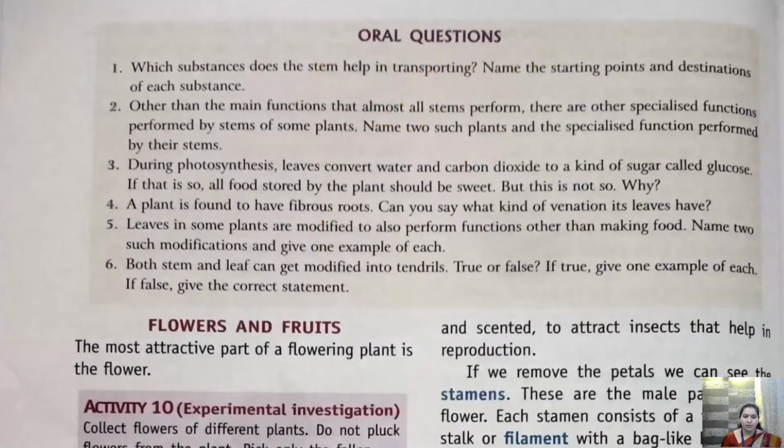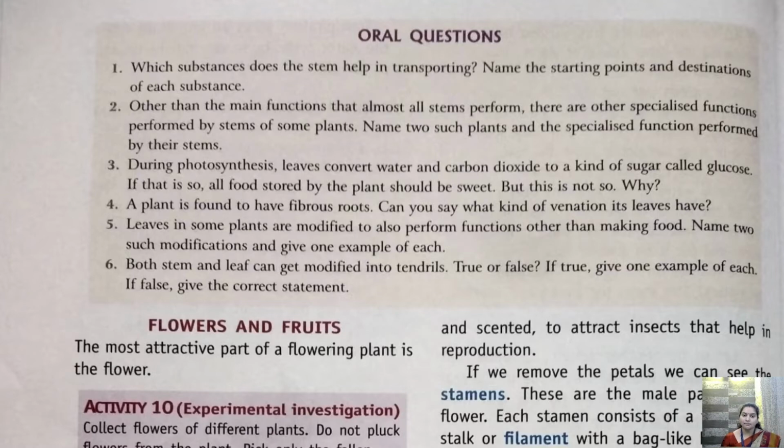Okay. So coming back to question number 2. Other than the main function that almost all stems perform, there are other specialized functions performed by the stems of some plants. Name 2 such plants and a specialized function performed by their stems. See, we know that stem helps in the transportation of things. We know that stem helps in making the plant upright. All these are the functions of stem.